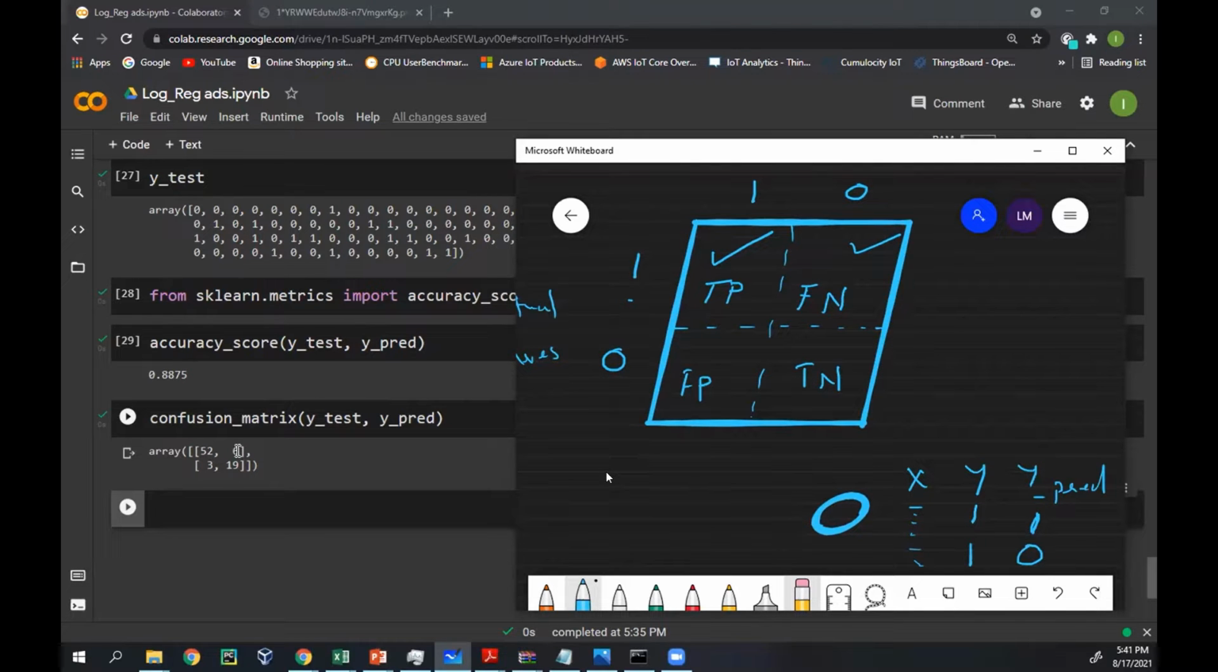And then what does the 3 value represent? It represents that in reality it was negative, but our model predicted it as positive. So that is false positive. Okay, so this is how it goes. Okay, guys. And then which one is dangerous?